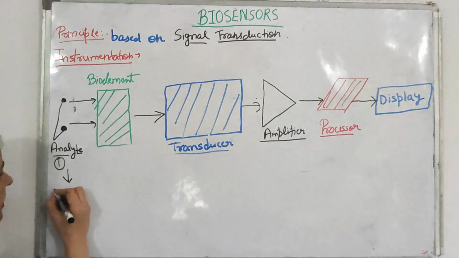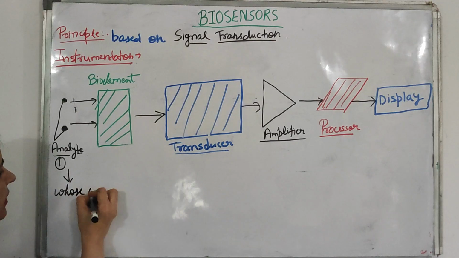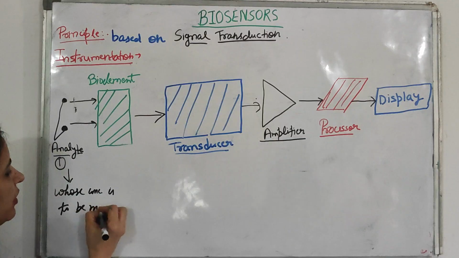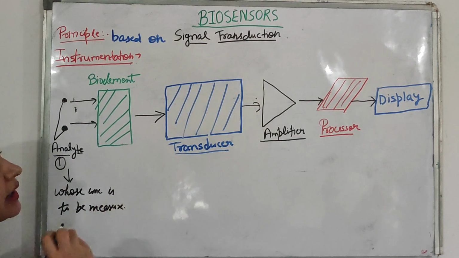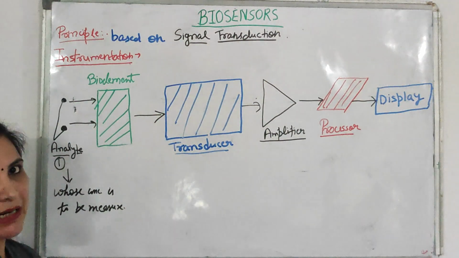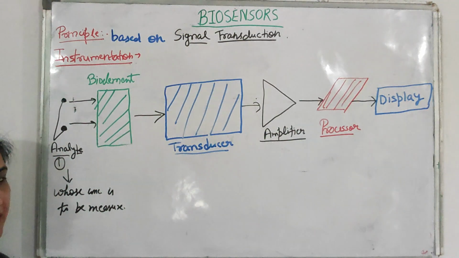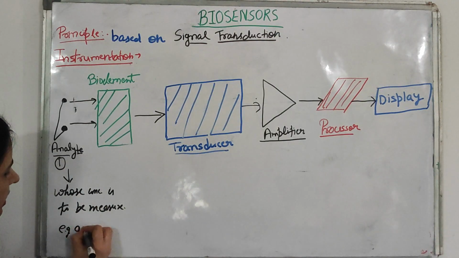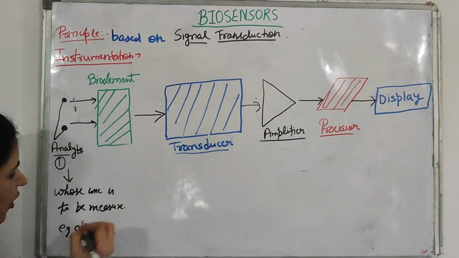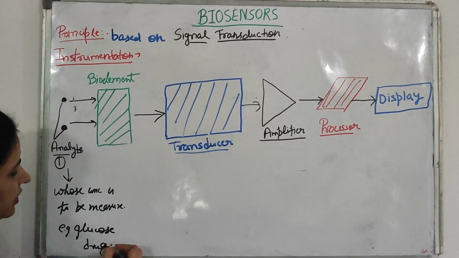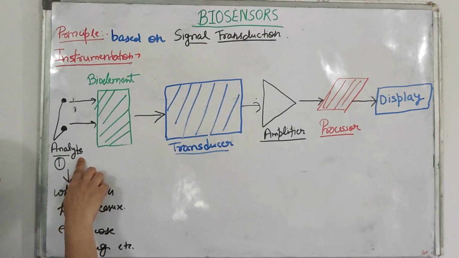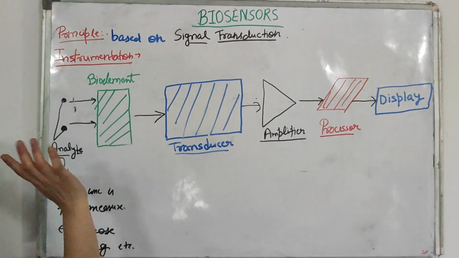So you will write: whose concentration is to be measured. Suppose you are using an optical glucose biosensor and you are willing to measure the concentration of glucose. Just take the example of glucose. Or you are willing to measure the concentration of any drug, etc. The analyte can be anything. So in instrumentation, the first thing is your analyte, whose concentration you are willing to measure.